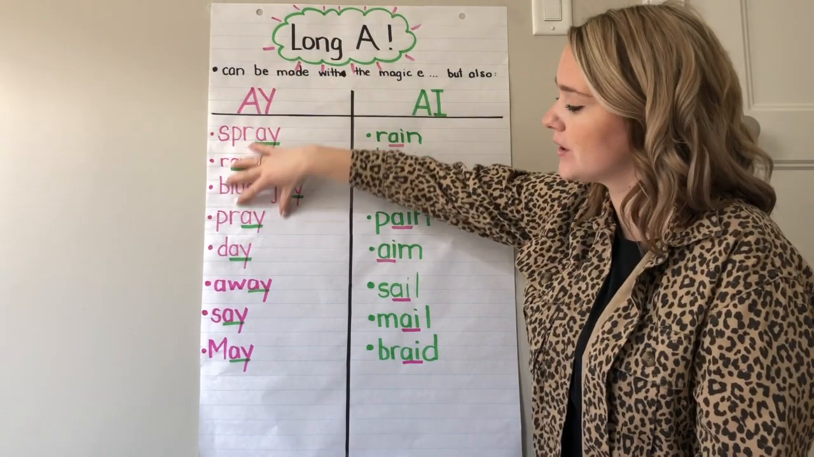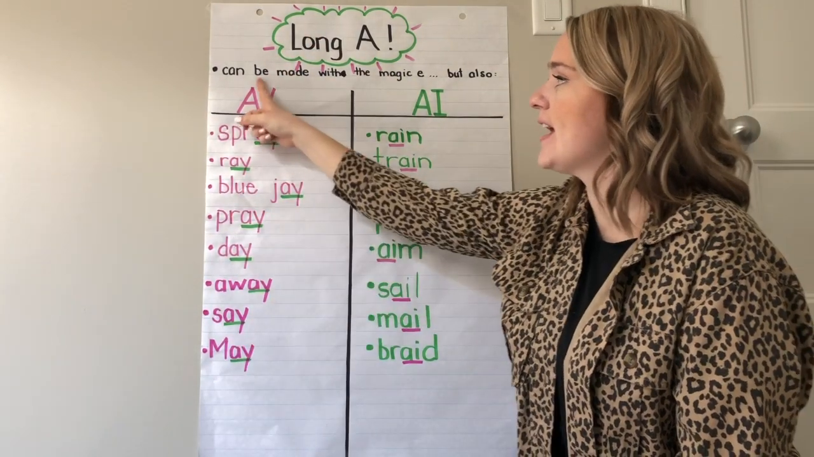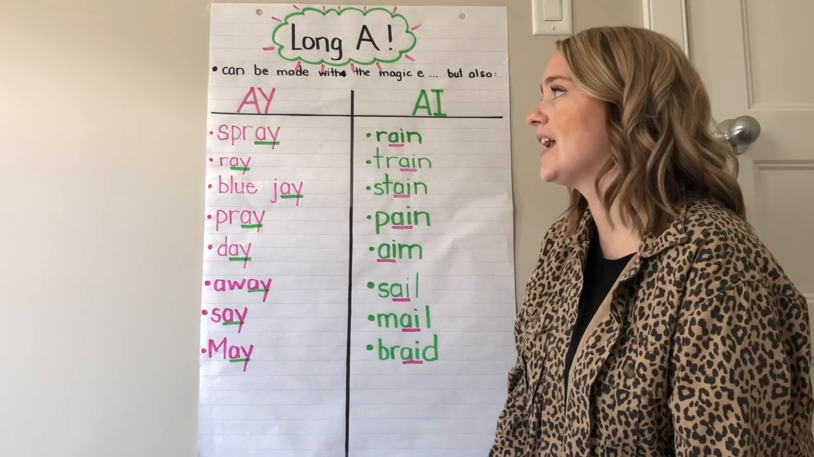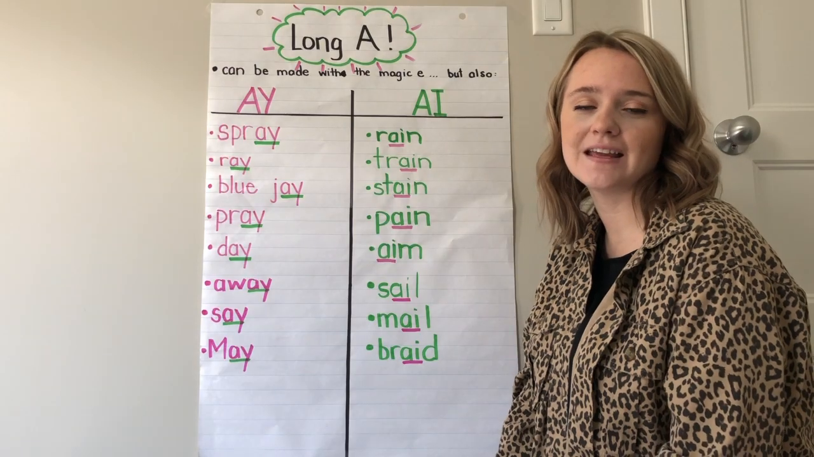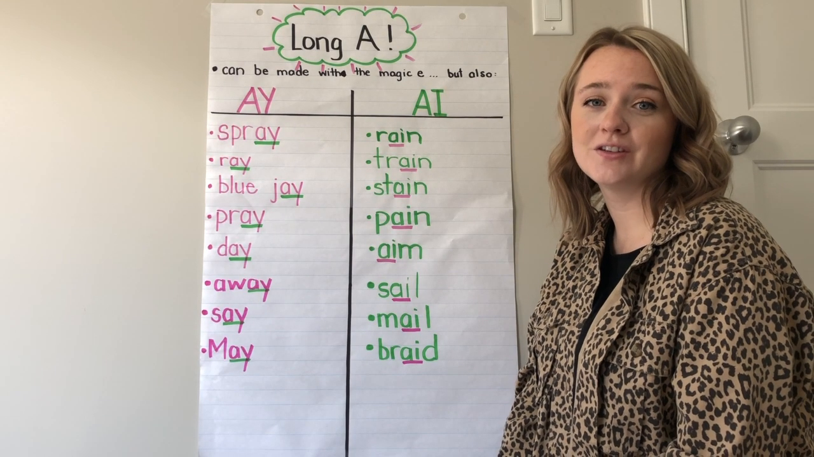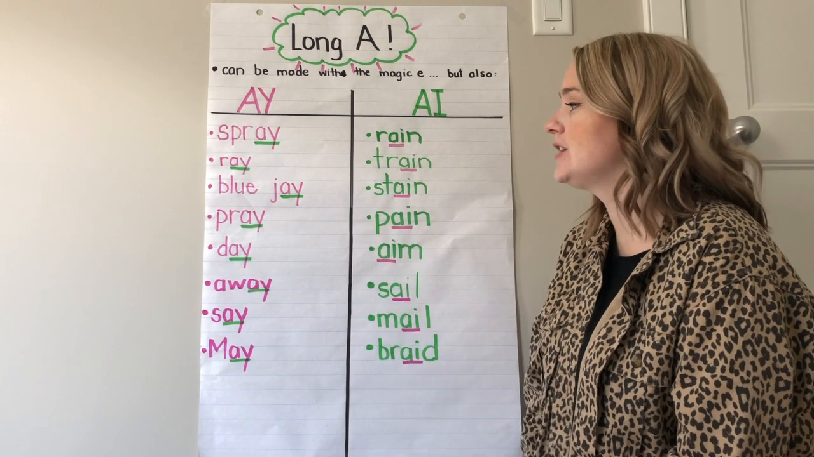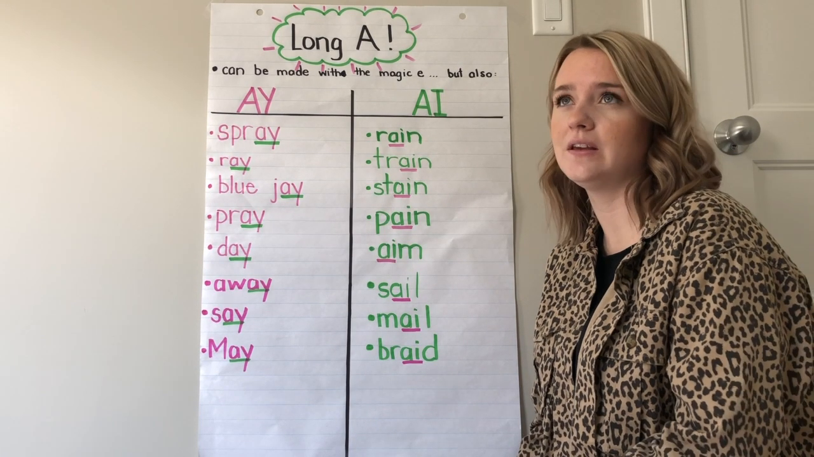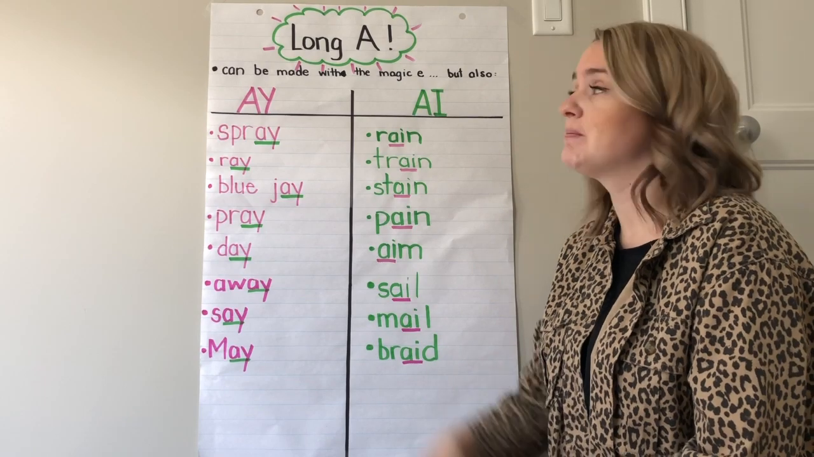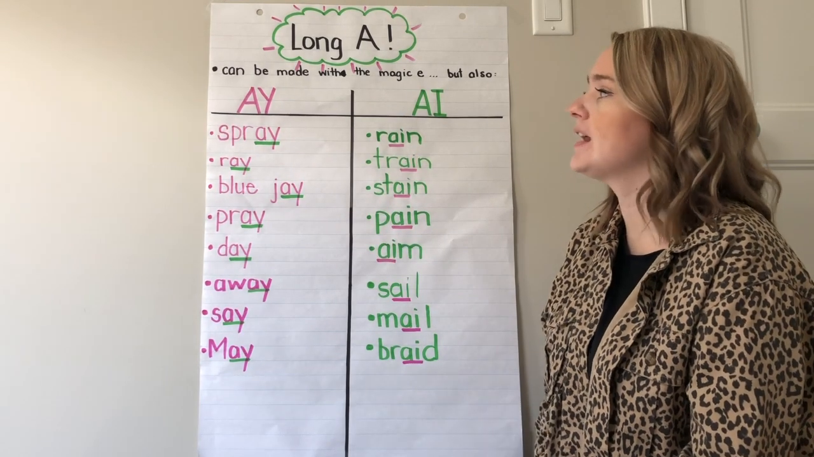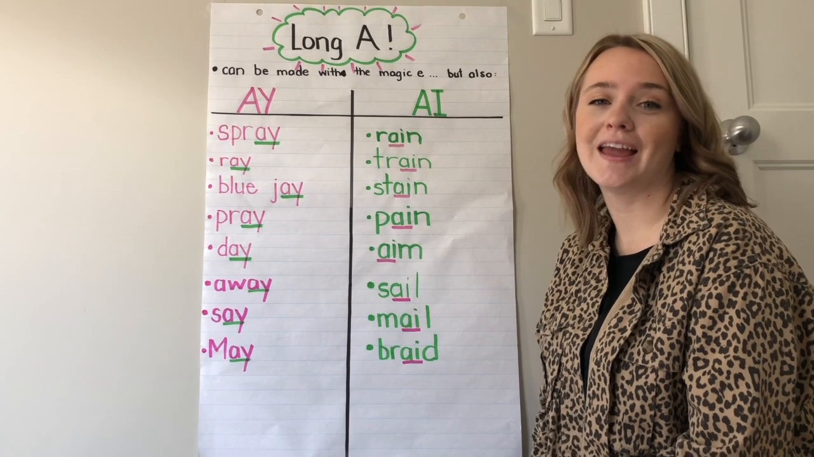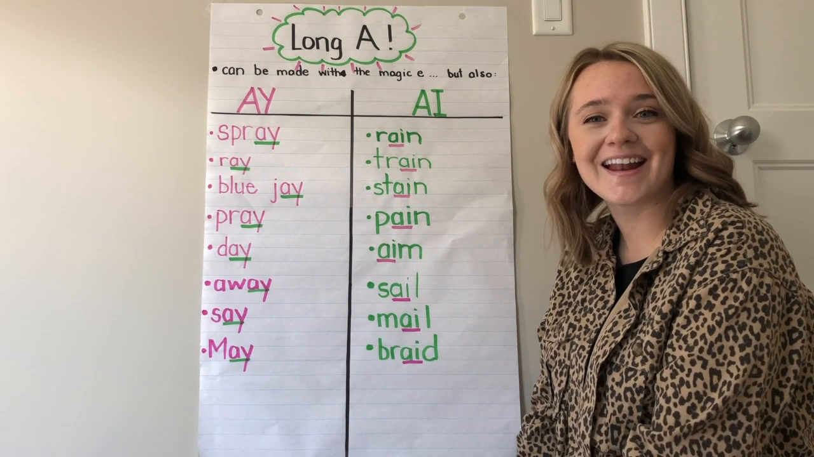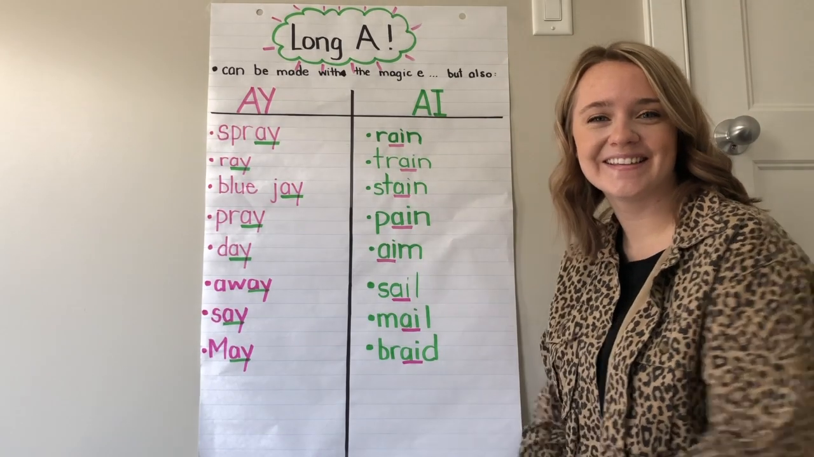And all my pink words on this side have A-Y at the end of the word, and together A and Y say A at the end of the word as well. So, in your journal today, you're going to be trying to use as many A-Y and A-I words, I believe, for your next journal writing. But make sure you're looking out whenever you're reading or writing and you hear the long A sound. If you have any questions, just let your teacher know, and I will talk to you soon.